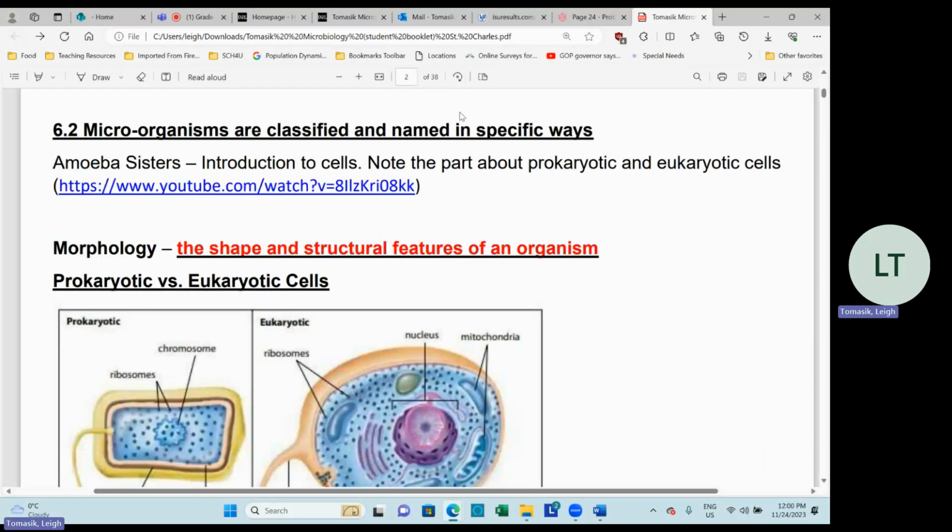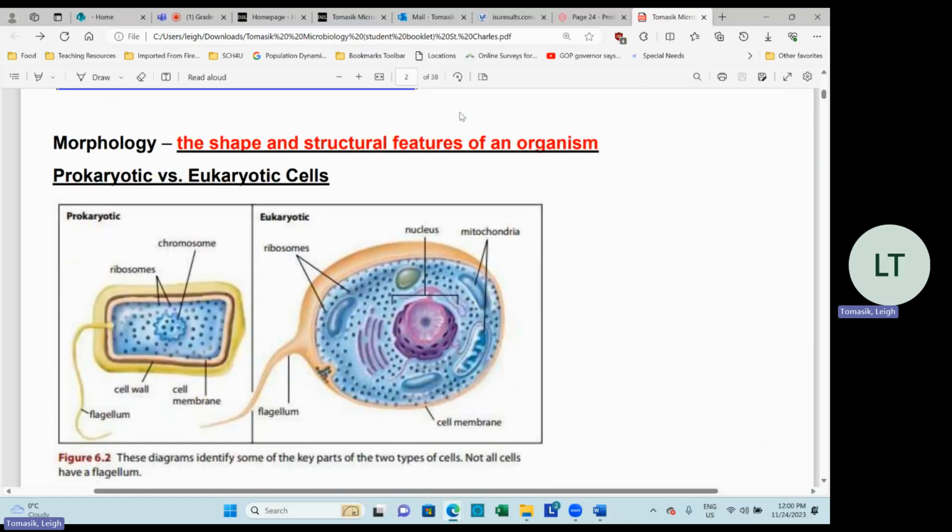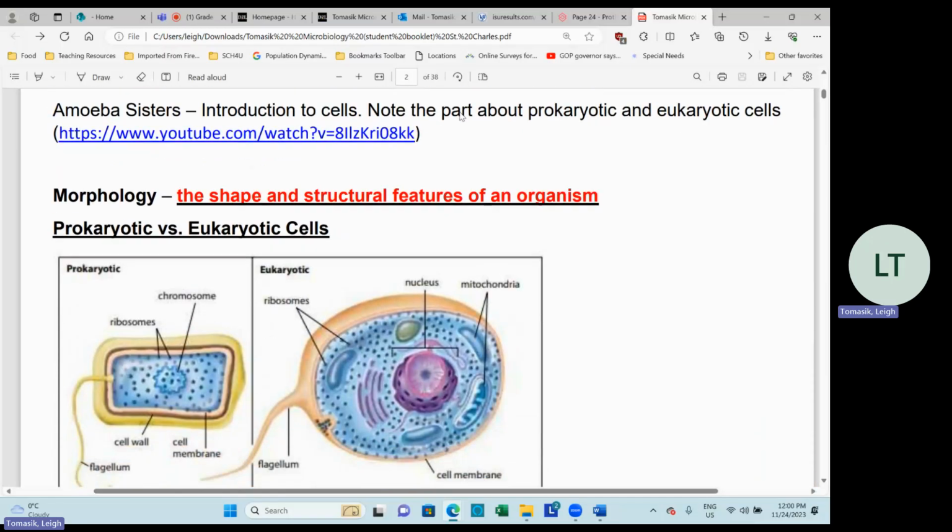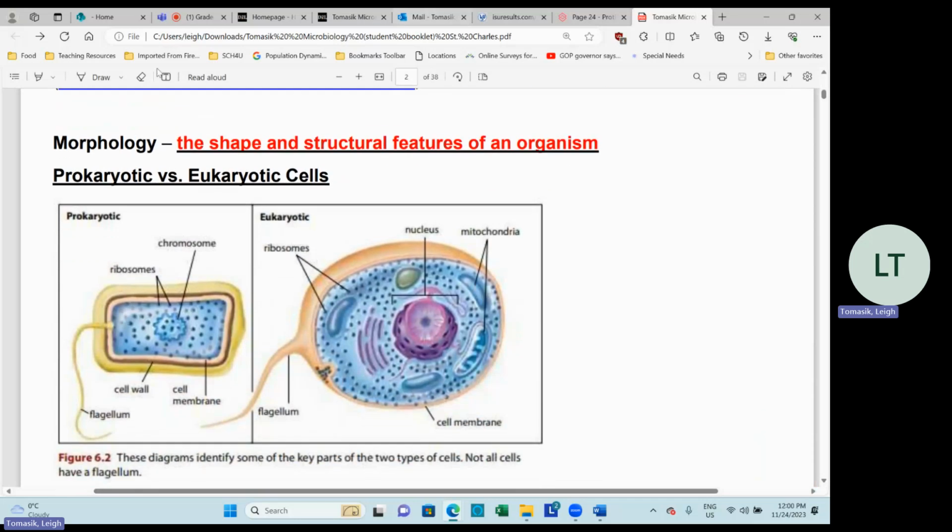There we go. Okay. What we are going to do is take another look at the differences between prokaryotic and eukaryotic cells. We are going to look at their morphology. Morphology is a word that means the shape and the structural features of an organism. So we're going to look at how prokaryotes and eukaryotes look different, how their cells look different.